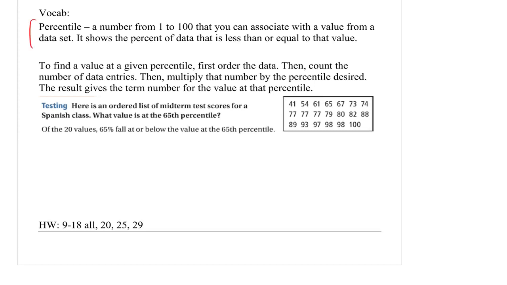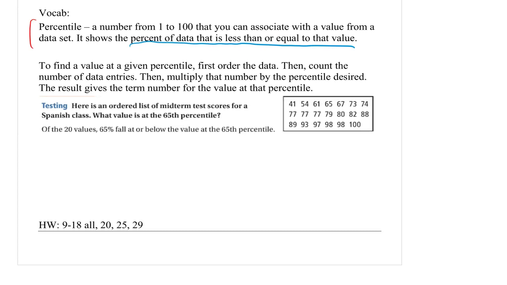A percentile is a number from 1 to 100 that you associate with a value from a data set. Basically, in a nutshell, it's the percent of data that is less than or equal to that value. So on your standardized test results, when it says that you're in the 73rd percentile, it means that you scored better on your test than 73% of the people who took the test. Like if it was the ACT, then you would have scored better on that particular test than 73% of the rest of the country who took the test that year. Okay, so that's what that means.